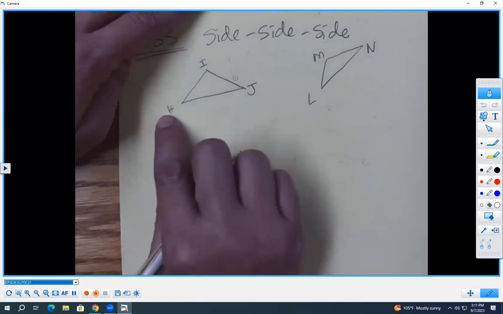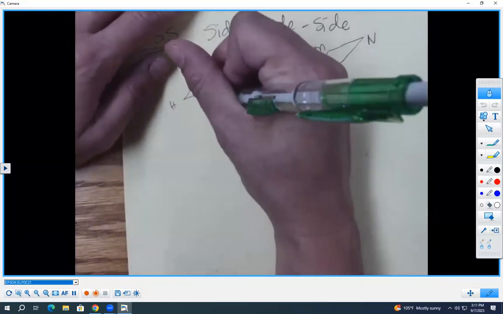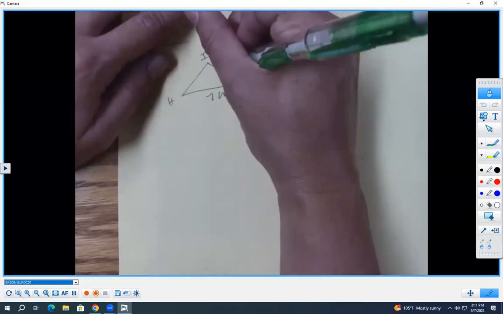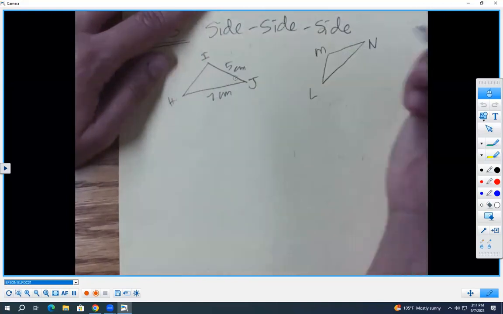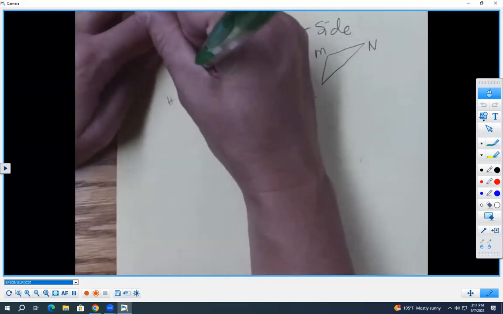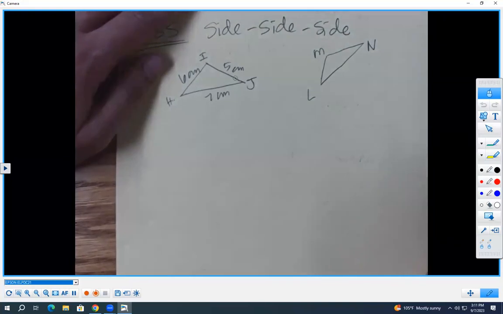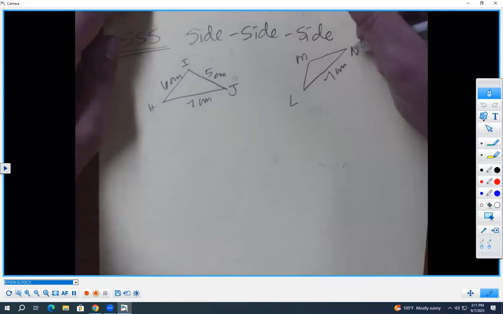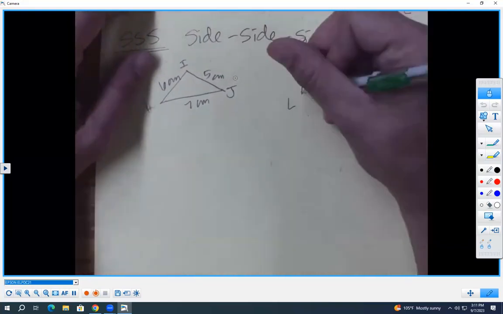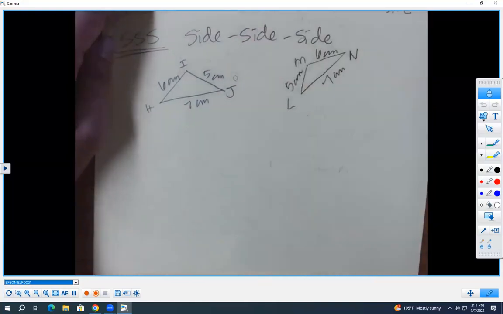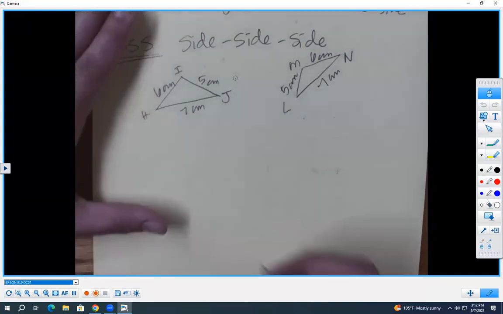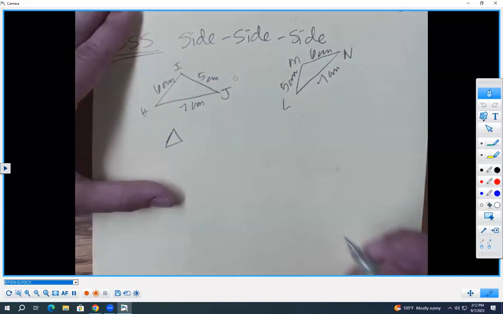So here, if I said HJ is, I don't know, 7 centimeters. JI is 5 centimeters, and HI is, I don't know, 6 centimeters. Over here, LM is 7 centimeters. MN is 6 centimeters. LN is 5 centimeters. Let's tell which triangle is congruent to which triangle. Let's start off with one of them.